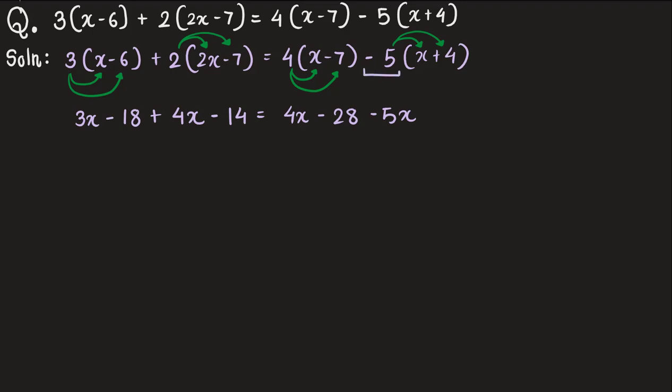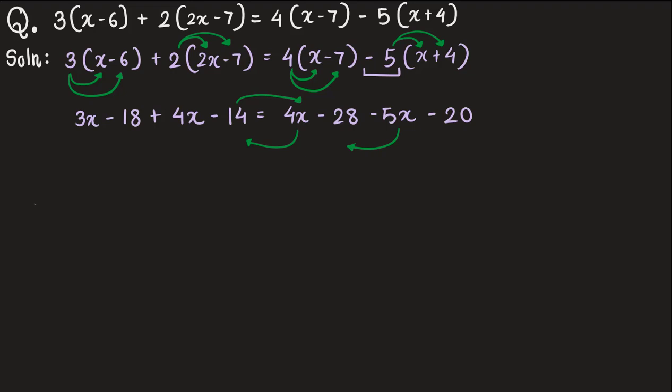Here this whole term would be considered. So minus 5 into plus 4. This would give us minus 20. So the whole is considered. Next we will write the unlike terms on the other side and the like terms would come on this side.